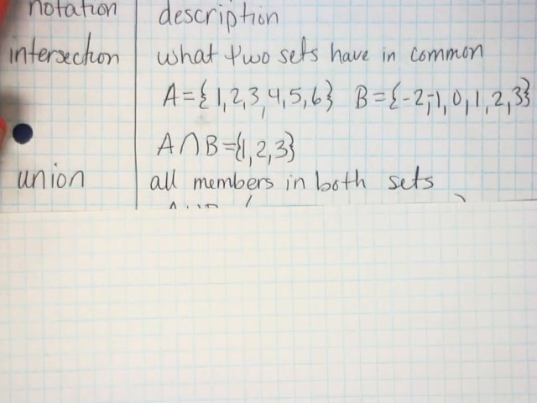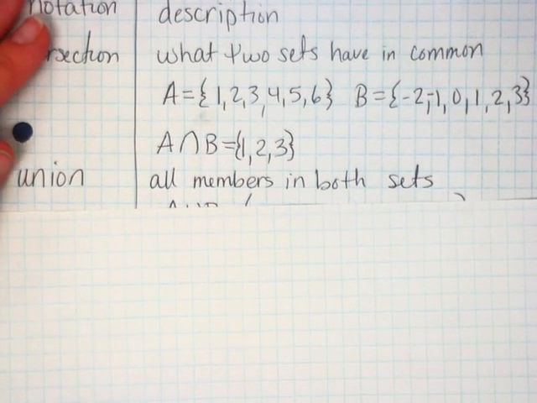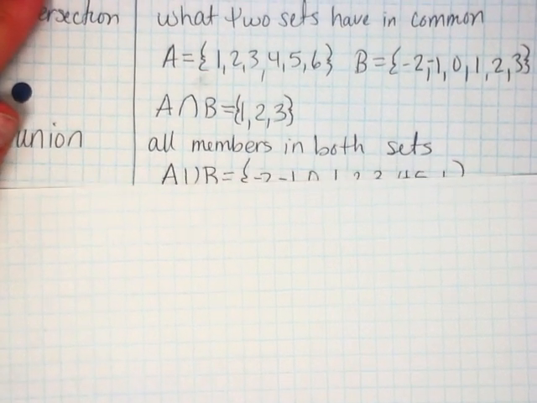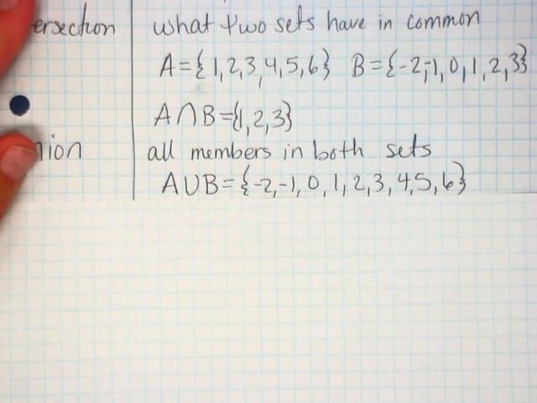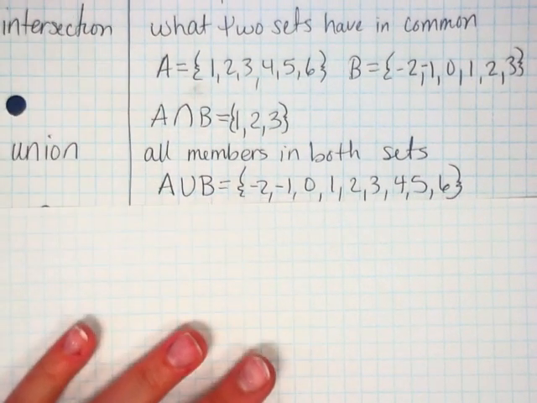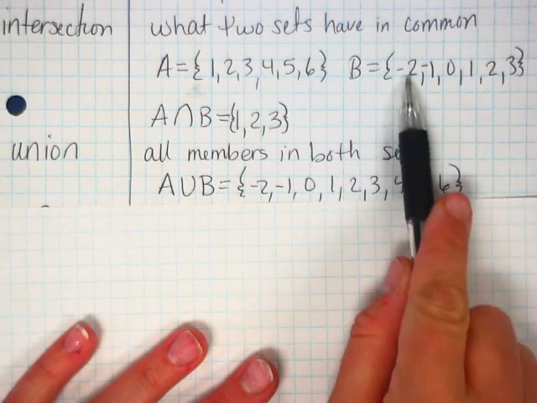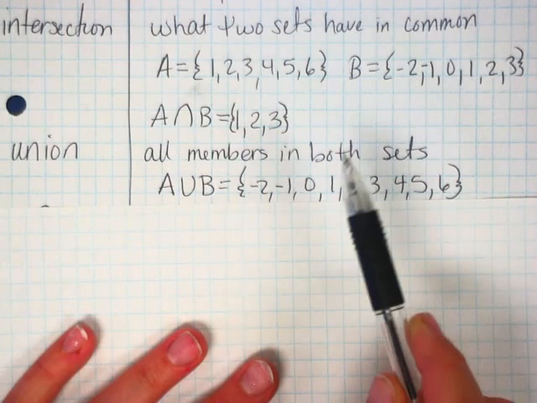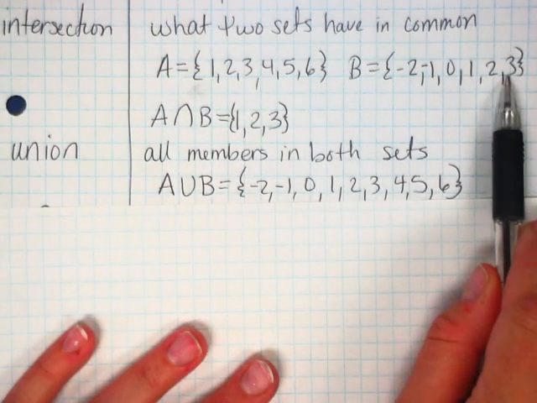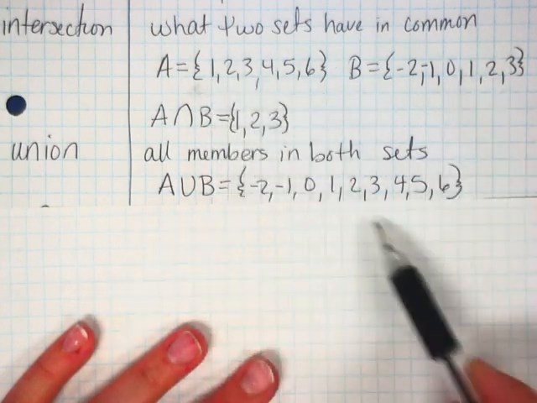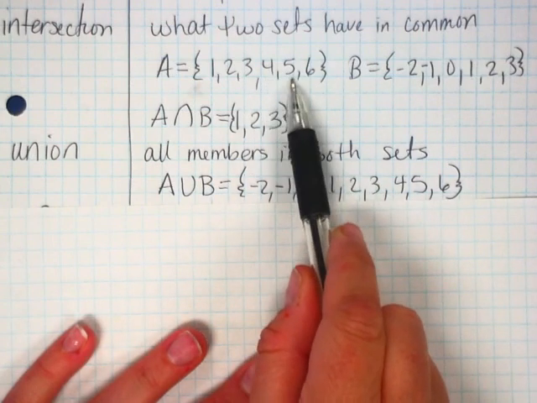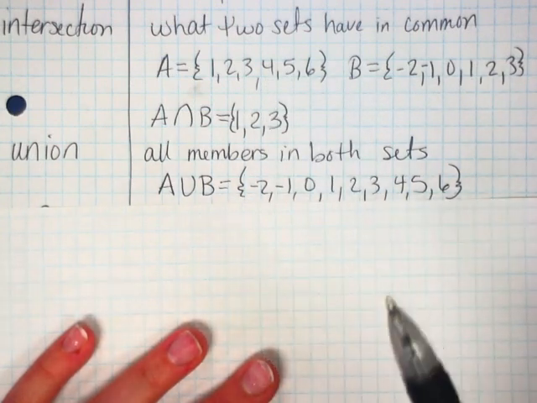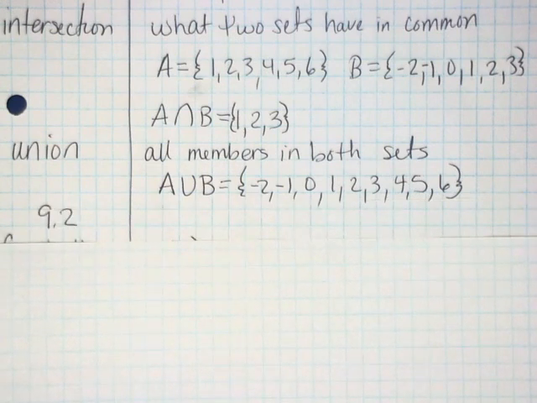Now with intersection done, we have union. And union is all the members in both sets. And you only list the number one time, even if it comes up twice in both sets. So A and B, we take that same group we were just looking at, and we list all of them. So -2, and we try to put it in order: -2, -1, 0. And then we have 1, 2, 3. And then over here, we got 1, 2, 3. We only put it one time, but then we also have 4, 5, and 6. So that's the union altogether. Now that was section 9.1.